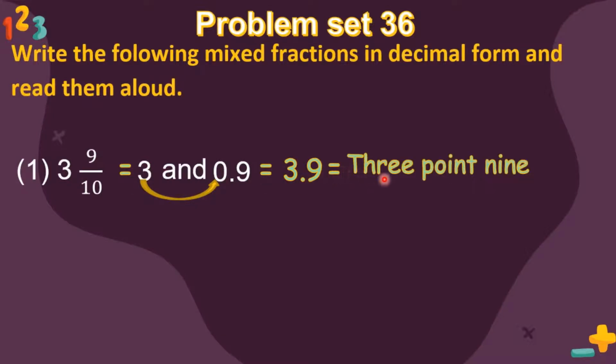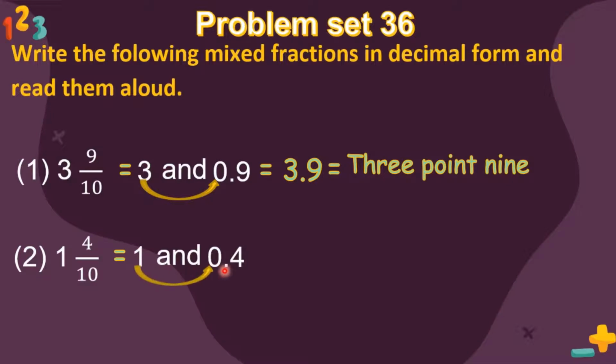3.9. Let us do one more example. Here we have the second mixed fraction 1 4 upon 10. In this example, 1 is the whole number and 4 upon 10 is the fraction part. So 4 upon 10 can be written as 0.4 using a decimal point. Now let us write the whole number and the fraction part together. Here the whole number 1 takes the place of 0 and we get 1.4, which is read as 1.4.